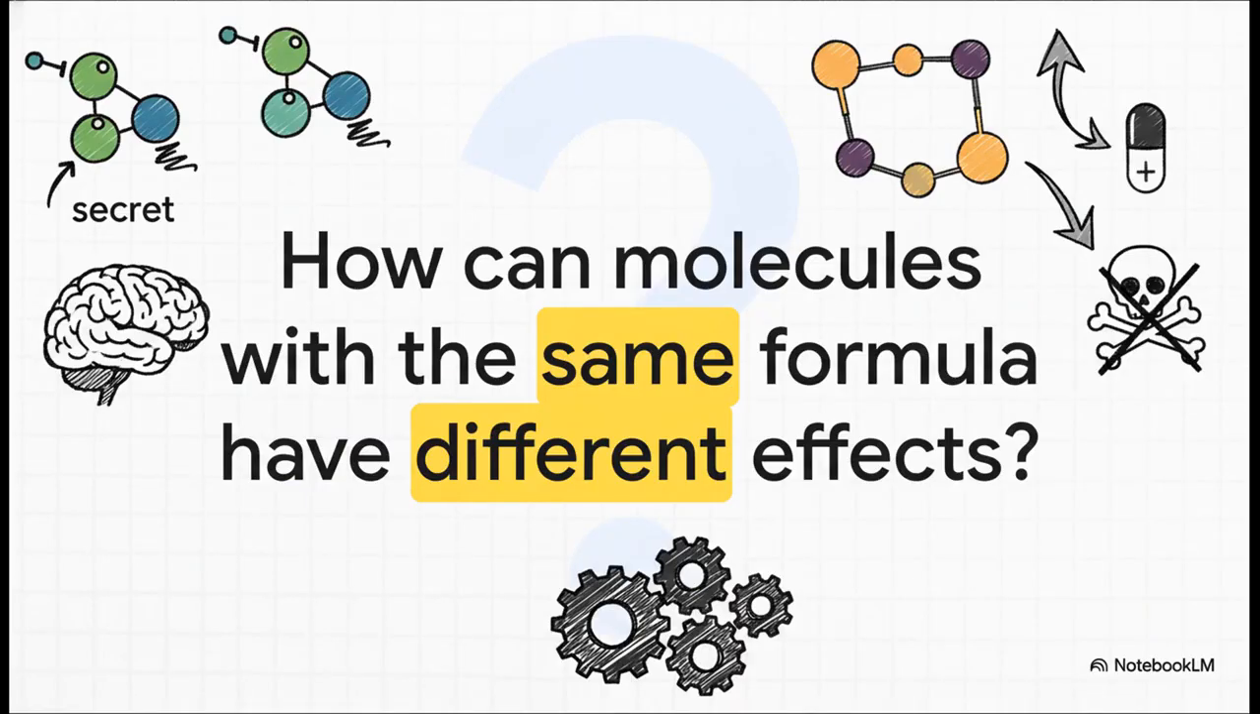This puzzle: how is it even possible for two molecules, built from the exact same atoms, to act in completely different ways? I mean, one could be a life-saving drug, while its identical twin is totally useless, or maybe even dangerous. The secret, you see, isn't in the materials, it's in the blueprint.